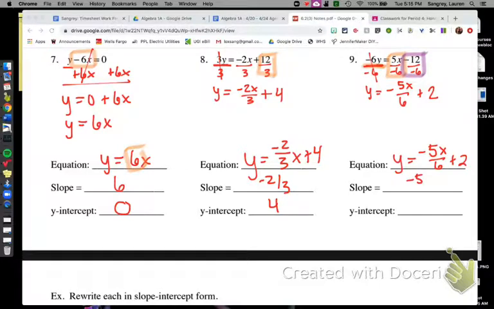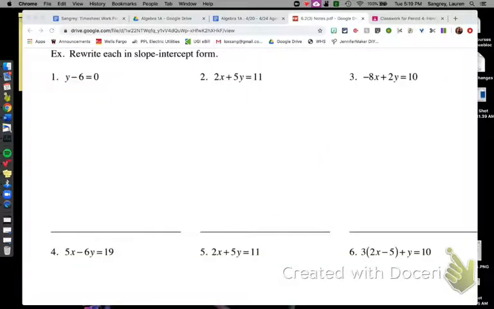Your slope is negative 5 over 6. Your intercept is 2. I'm going to look at number 2 on the back. So the first thing we ask ourselves is, is the y alone? And it is definitely not alone. We have a couple things to take care of. We have this 2x that's being added, and we also have a 5 in front of the y.